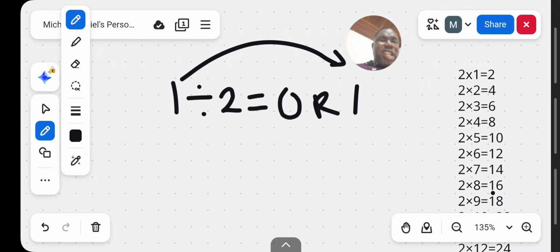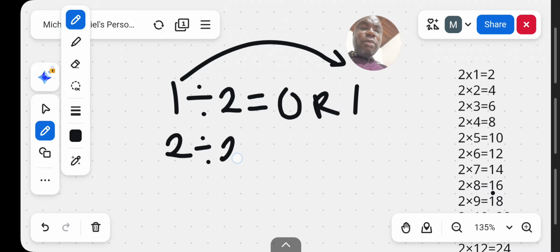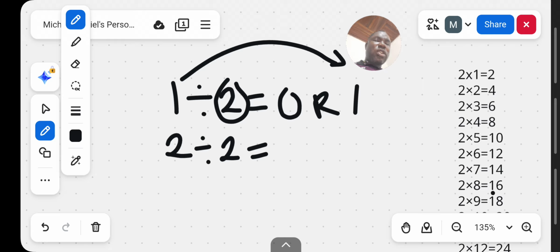You get that? You can't get a whole number. Now let's look at another example. We're going one after the other. 2 divided by 2. You go to your 2 times table. For the first one, 2 times what gives you 1? Of course, nothing, because 1 is even smaller. That's why I just say 0 remainder 1.